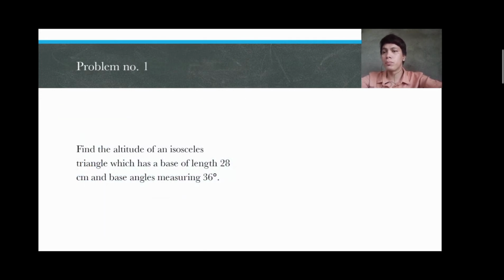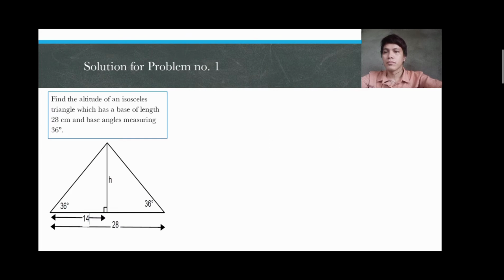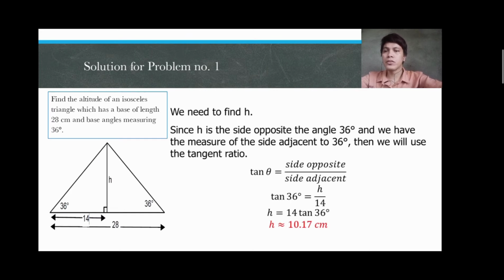Now let's go to our problem number 1. Find the altitude of an isosceles triangle which has a base of length 28 centimeters and the base angles measuring 36 degrees. First, we're going to illustrate our problem. And for the solution, we need to find h. Since h is the side opposite the angle 36 degrees and we have the measure of the side adjacent to 36 degrees, then we will use the tangent ratio.